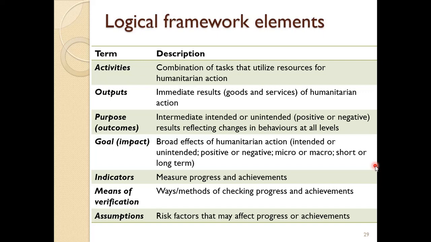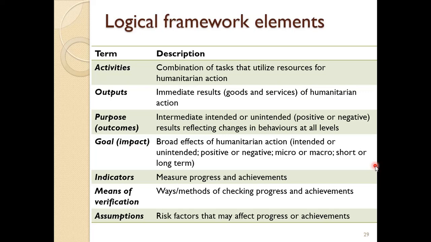So let's assume they have used the cash transfers to purchase agricultural inputs and work on their farms and improve agricultural produce, and therefore that could have a positive effect, for instance, on reduced malnutrition and better calorie intake and so on. And then in that case the impact or goal are broad effects, and they could be positive or negative, at micro level or macro level. They could be short or long term.